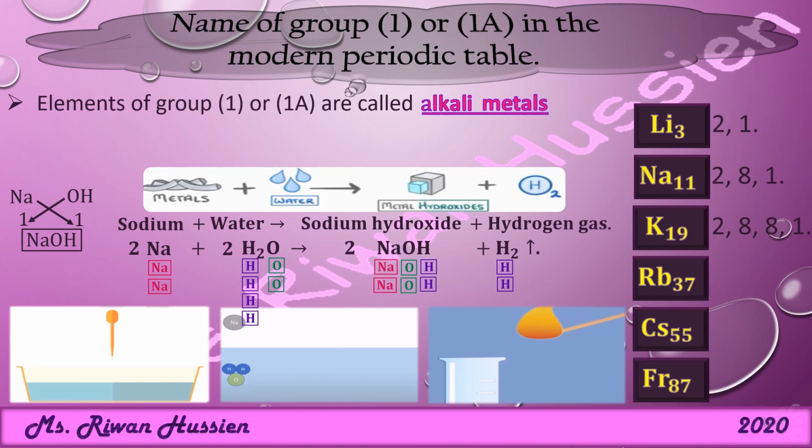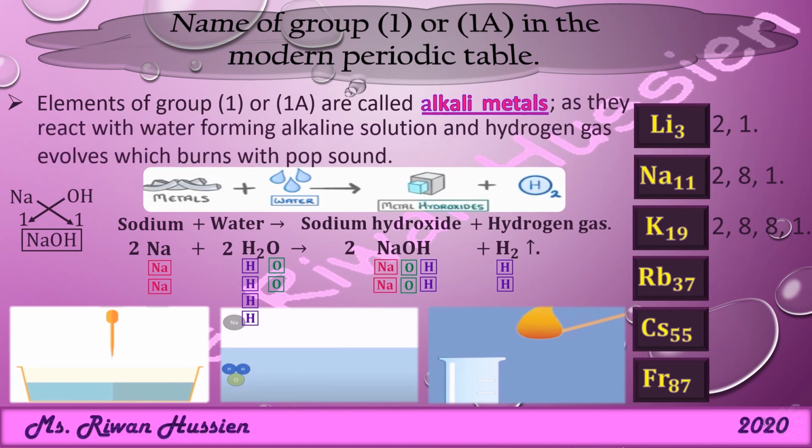2NaOH plus H2. So, elements of group 1 or group 1A are called alkali metals, as they react with water forming alkaline solution and hydrogen gas evolves, which burns with a pop sound.